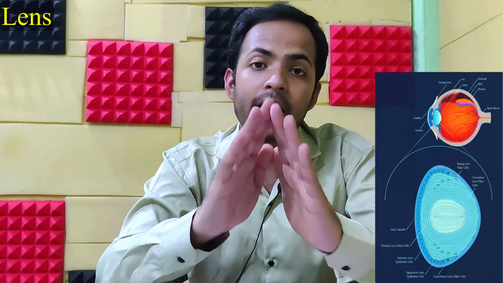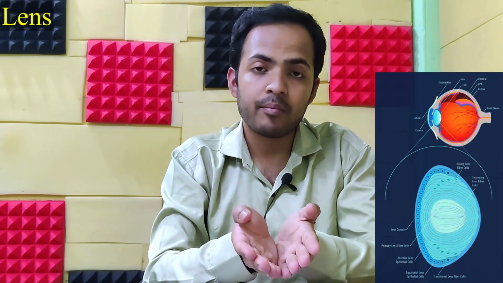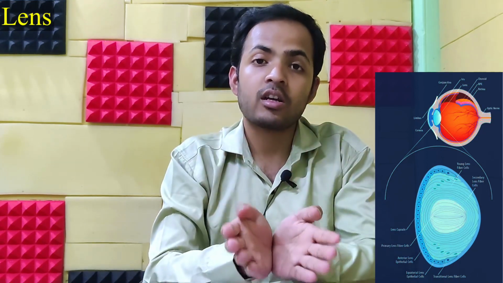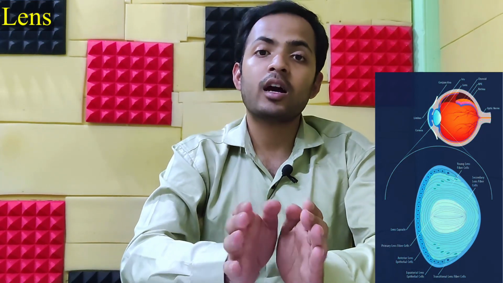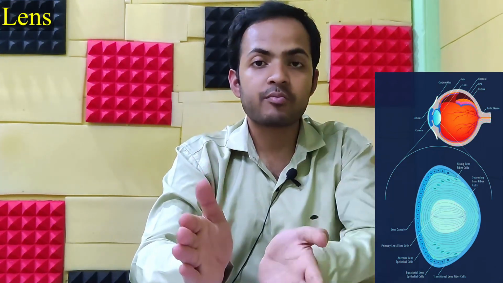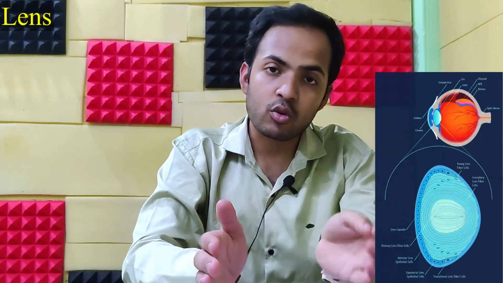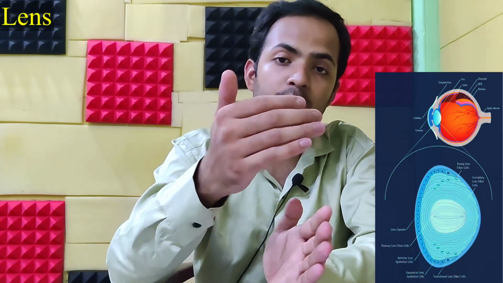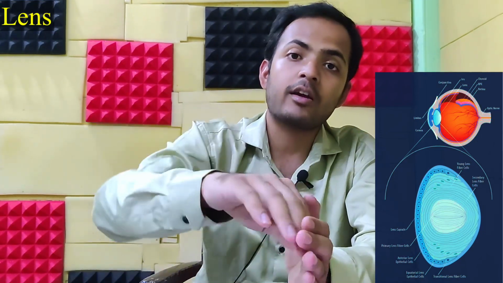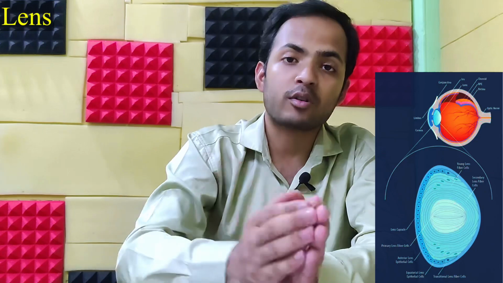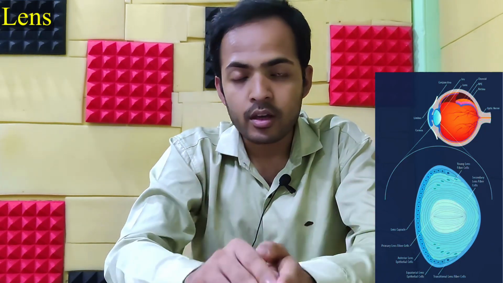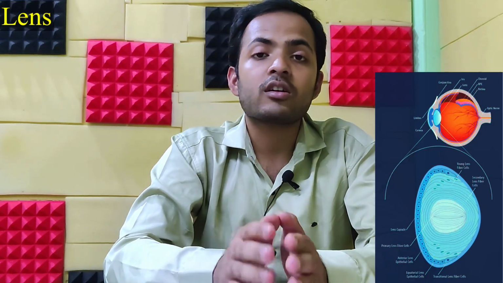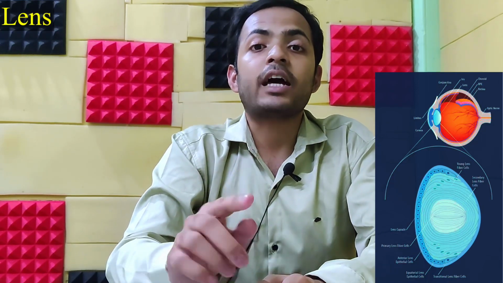As you can see in this photo, this lens is actually a biconvex structure. Okay, biconvex structure, crystal clear, transparent, and it is present between the iris and the vitreous body. In the vitreous body, I just told you that the anterior surface of the vitreous body has a cup-shaped depression area for holding or the attachment of the lens, which is known as the patellar surface of the lens. Anyway, so the lens is almost 9 to 10 millimeter in diameter.